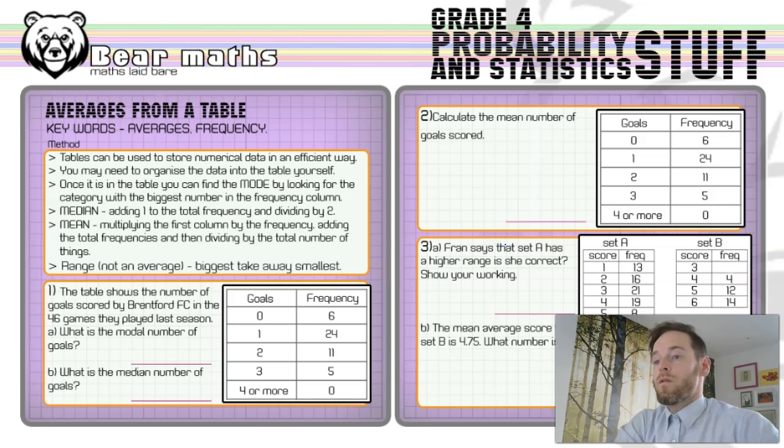When you get lots of information at once, we can chuck it in a table and it tidies it all up, makes it all nice and neat. So you might need to organize the data into the table yourself. You might already get given it in the table, if you're lucky. Most of the time you do.